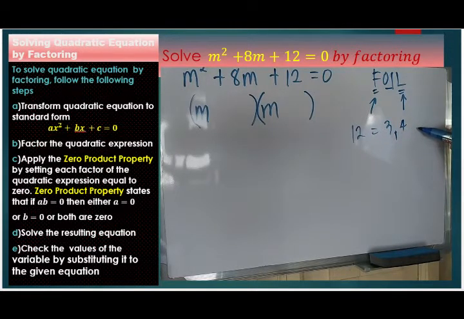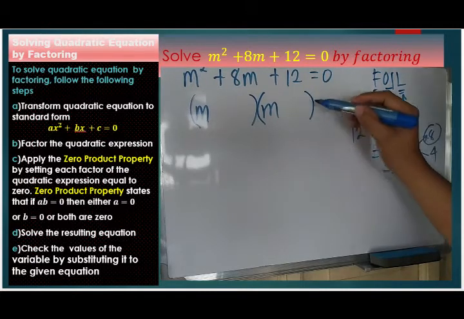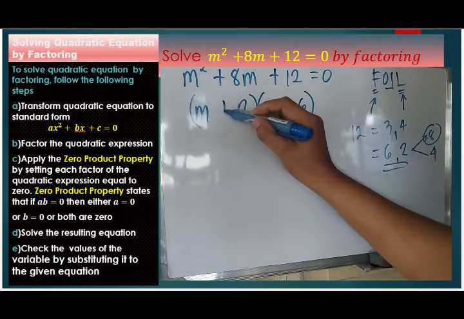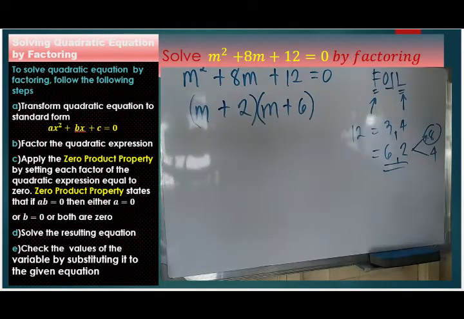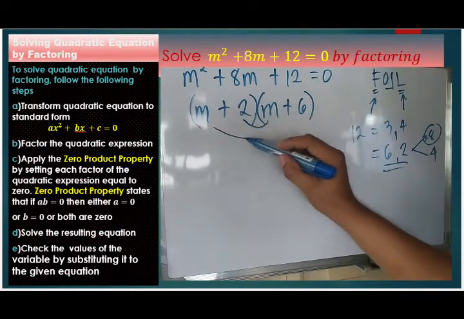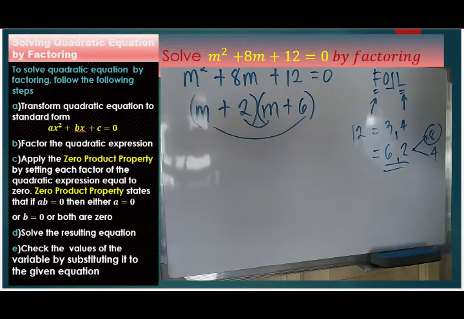But 3 and 4 added and subtracted is only 7 and 1. But you have here 6 and 2. When added, it will result to 8, and subtracted, 4. So it means that we have a chance of getting the linear term 8m. So let us use 6 and 2. It should be added, meaning you are going to use the plus sign. So let's check the linear term, 2m plus 6m, so that is 8m. 2 times 6 is 12, meaning to say our factors are correct.